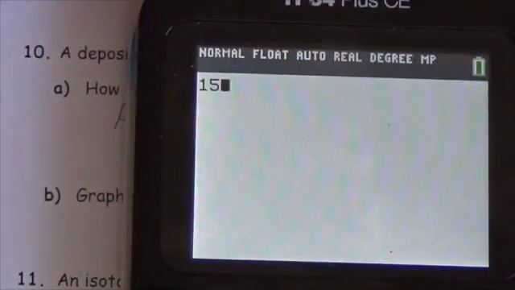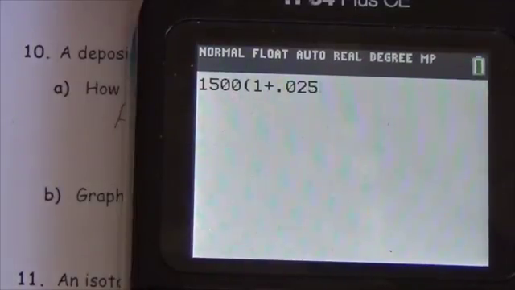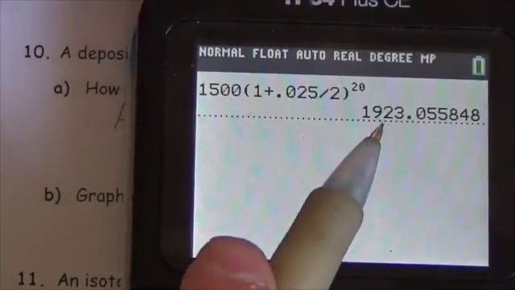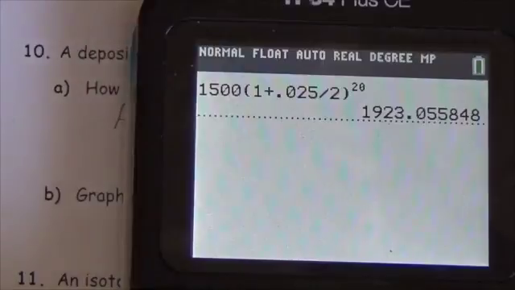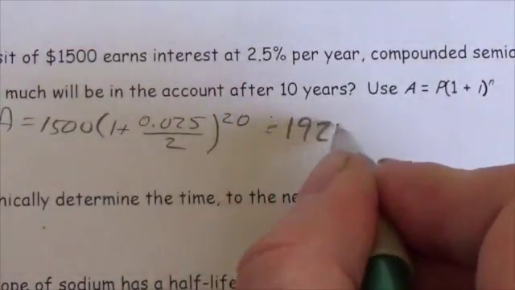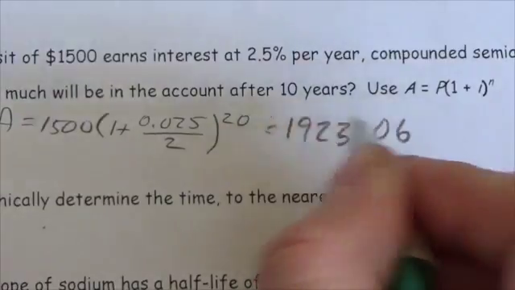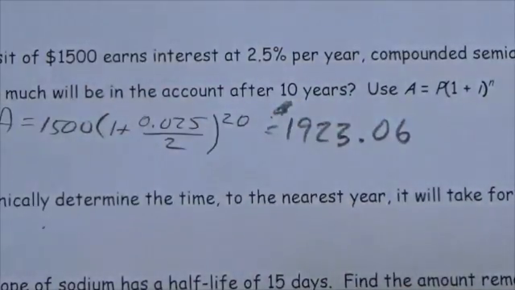So that was, how much again? 1,500 multiplied by 1 plus 0.025, divide by 2, and that whole thing is to the exponent 20. So this tells us we're going to have $1,923.06. Okay, so roughly $1,923.06 is how much we're going to have left over.